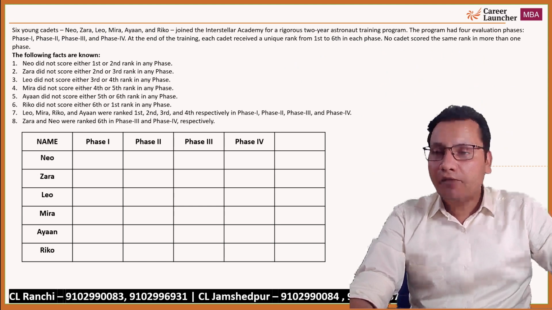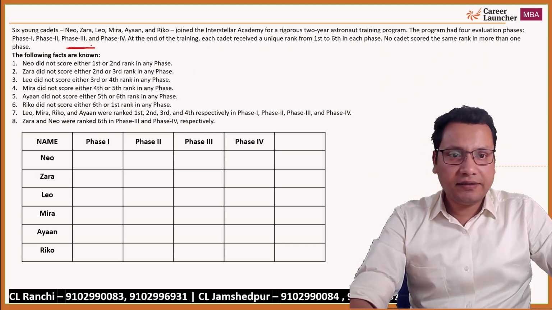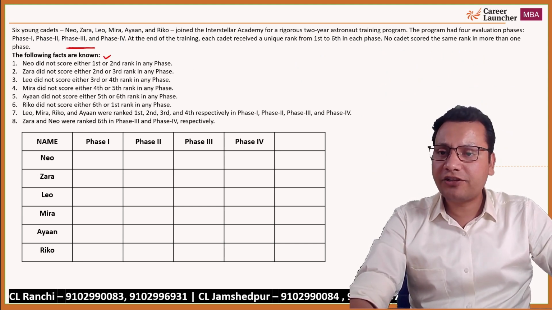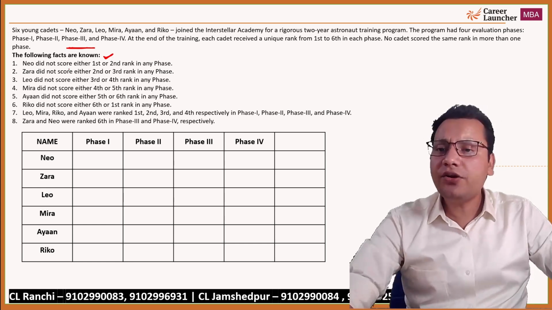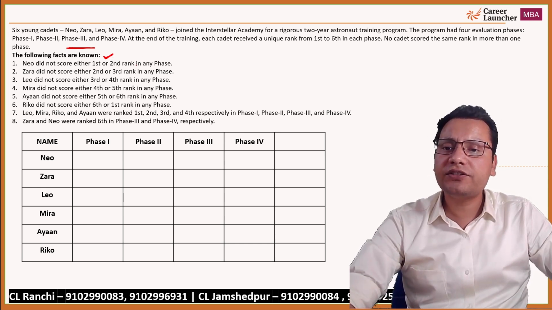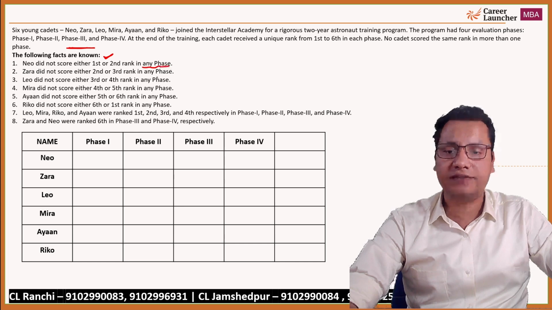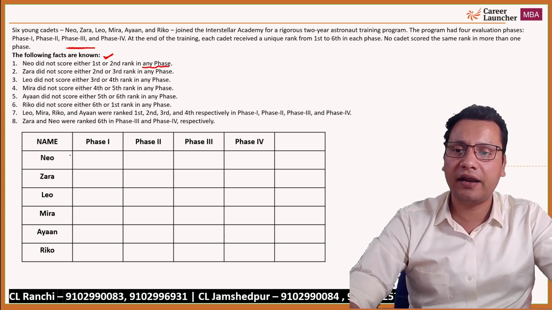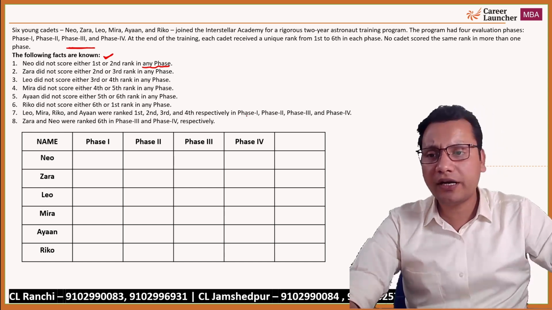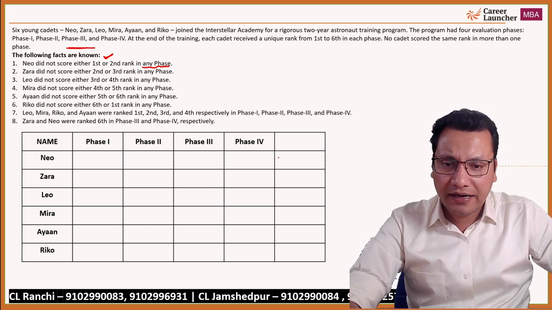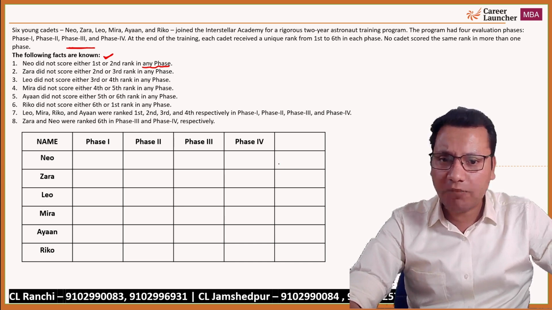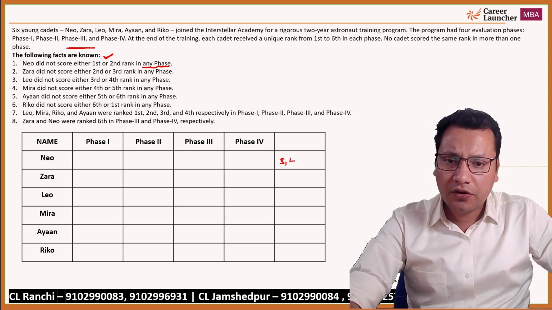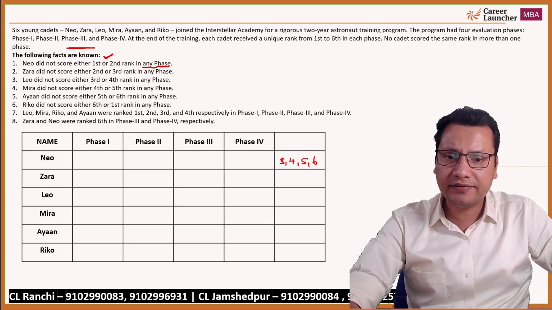The paragraph is already explained. Now look at the facts which are known. First, Neo did not score either first or second rank in any phase. So out of 4 phases, Neo has not scored first rank and second rank. What are the potential ranks for Neo? I'll write it here. 1 and 2 cannot be possible, so this will be 3, 4, 5 and 6.